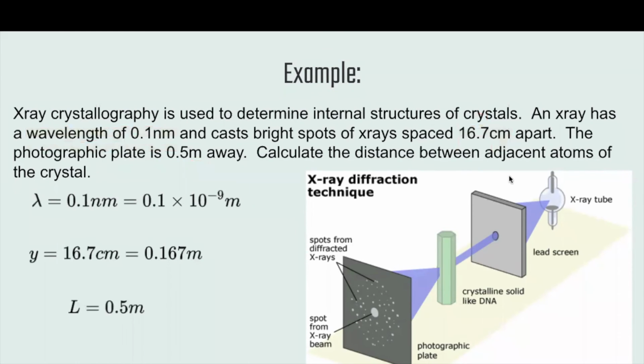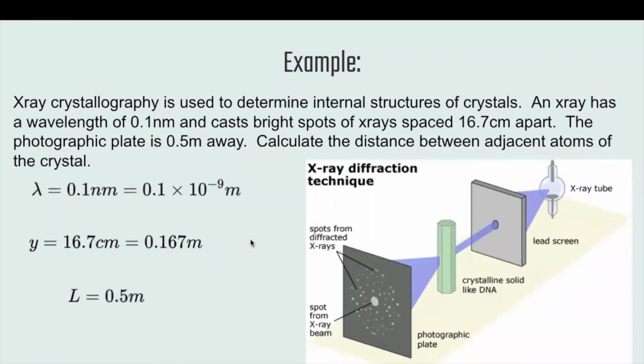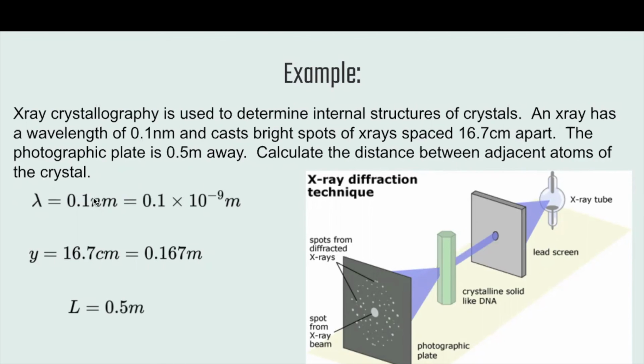In this case, I want adjacent atoms. So think to yourself, I want the first order magnitude, the first one, the one that's right next to the center. When I go calculate this, I needed to do a conversion factor. In case you haven't done them in a while, what I would do is take the n for nanometers and replace it with its conversion factor. The number 0.1 stays the same, but I multiply it by 10 to the negative 9. The 16.7 stays the same, but I multiply it by 10 to the negative 2 to change it from centimeters to meters.